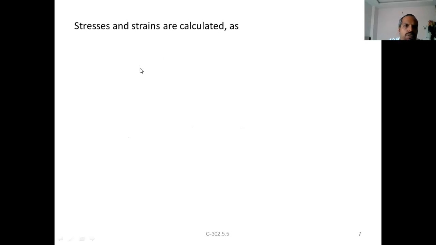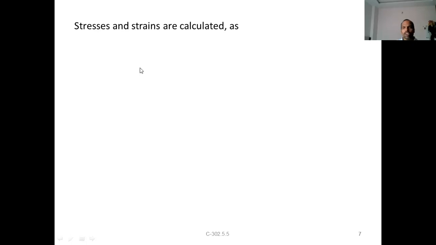How do we calculate stress and strain? In this experiment we are not applying any stress directly. We are applying loads. For a given load we have to calculate how much stress is developed. For a load, what is the stress? For a different load, what is the stress? So how do we calculate the stress using the load?